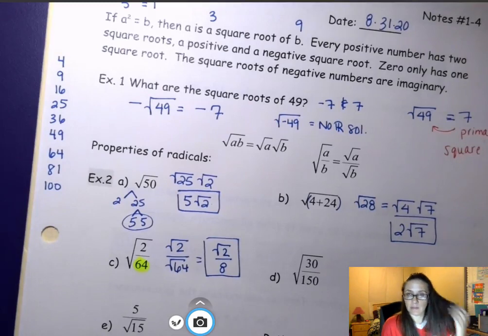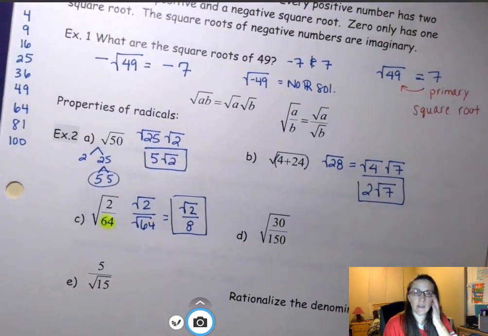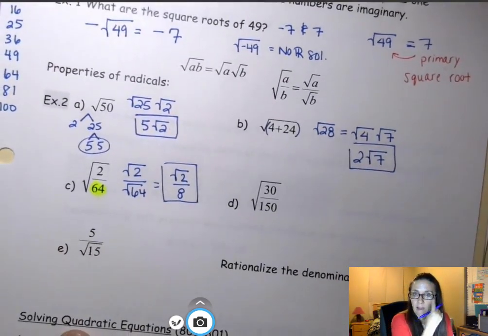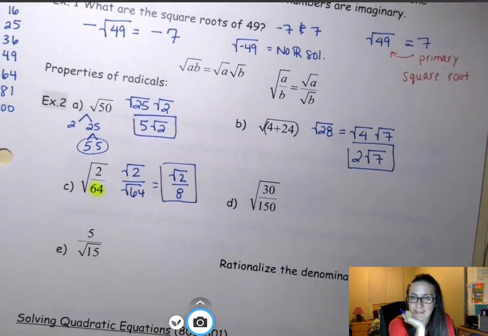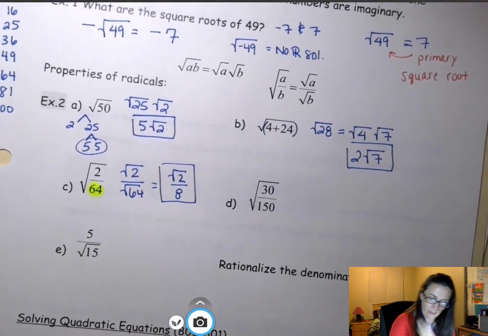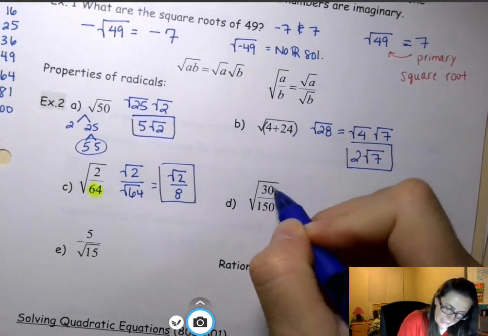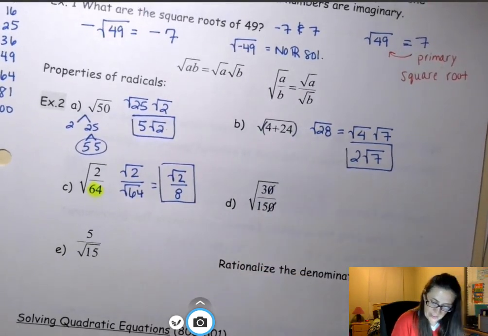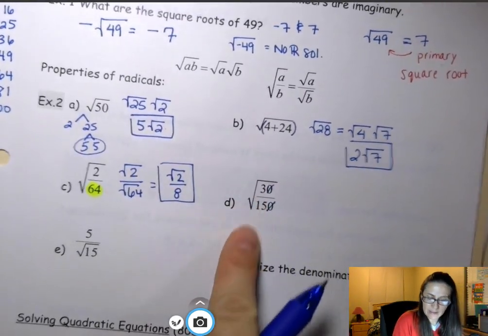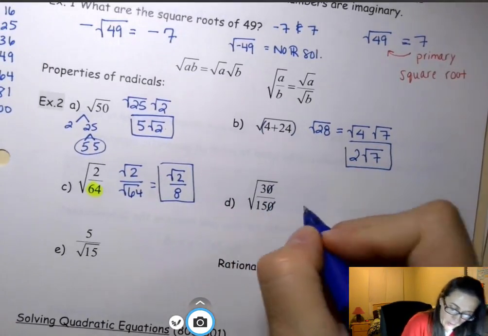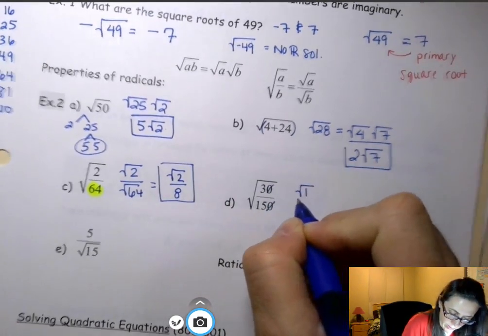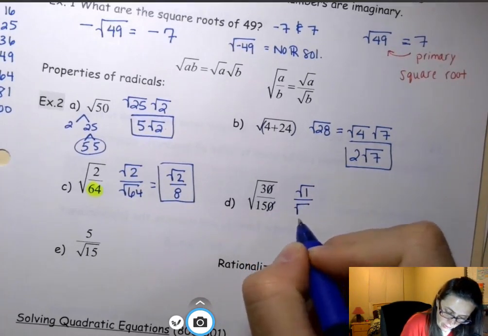Now this next one, I looked at the numbers. There's no perfect squares, but I can simplify it. Let's go ahead and simplify it right away. First I can divide by 10, and I get 3 over 15. But now I can simplify by 3. Divide by 3, I get square root of 1 over square root of 5.